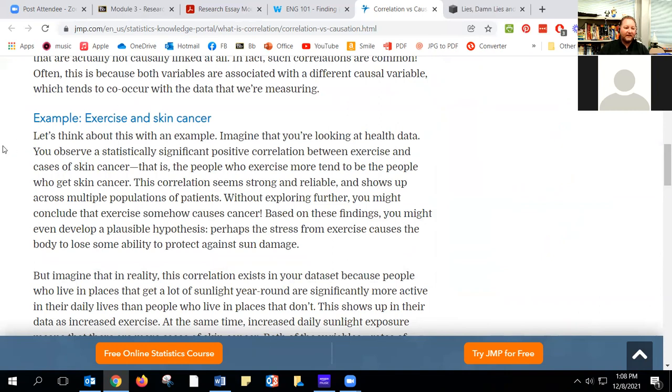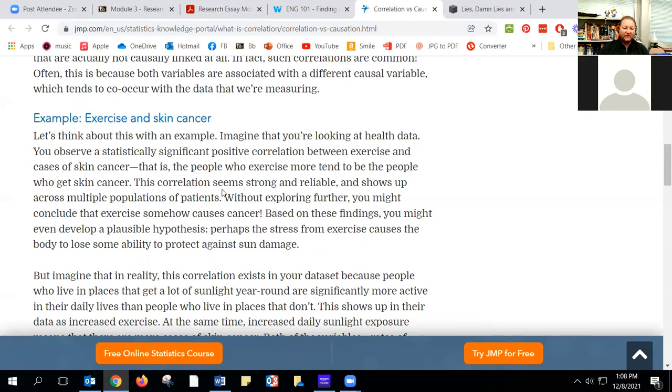Imagine that you're looking at health data. You observe a statistically significant positive correlation between exercise and cases of skin cancer. That is, the people who exercise more tend to be the people who get skin cancer. And on the surface, that sounds wrong. You're like, well, if you're exercising, you're probably healthier. Shouldn't that give you less skin cancer, right?